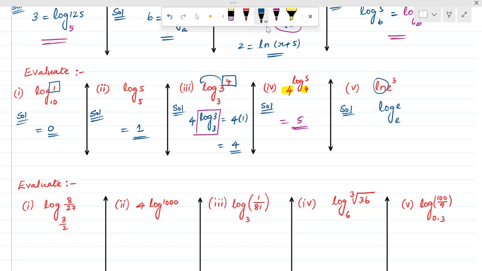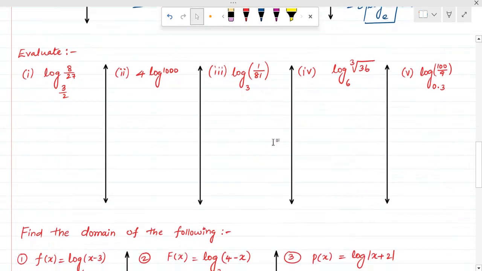Now similarly here, I can write this one as log e base e, because ln is nothing but log base e. To the power 3, I will bring the power 3 here. So what happened? 3 log e base e. Log e base e value is 1. So 3 times 1 equal 3.